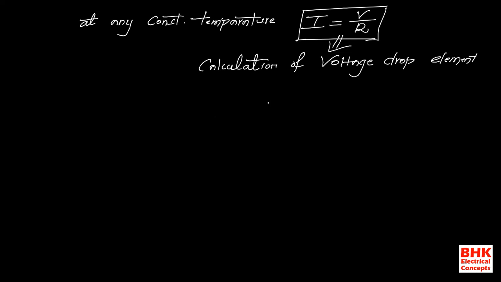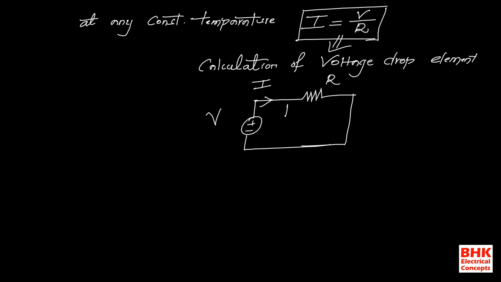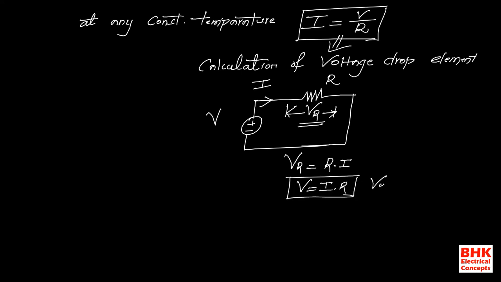For example, the same circuit we have taken earlier, I am taking like this. This is R and this is the V we are applying, and some amount of current is flowing. Now the question is to find the voltage drop across this particular resistance. Here VR represents the voltage drop across this resistance. So what is the formula we are using? The voltage drop across resistance is equal to the value of resistance multiplied with the current flowing through it. It means V is equal to I into R. So V is equal to I into R is always used to find the voltage drop across any element.